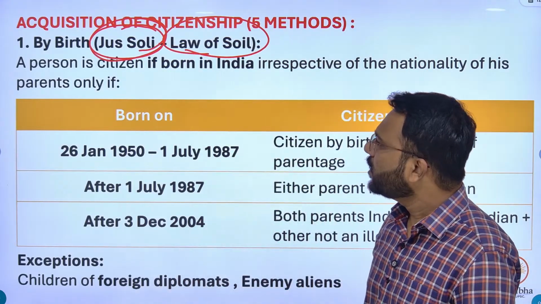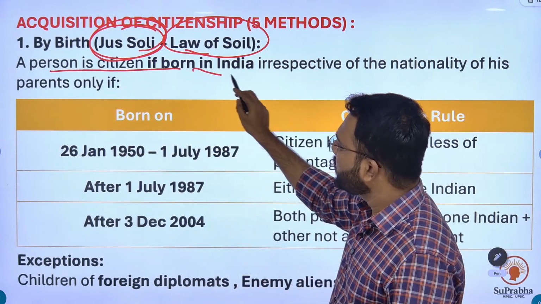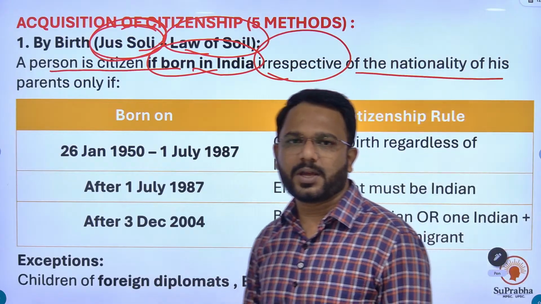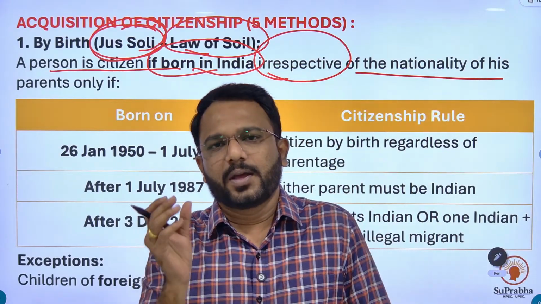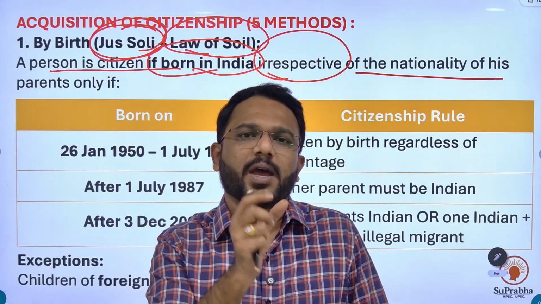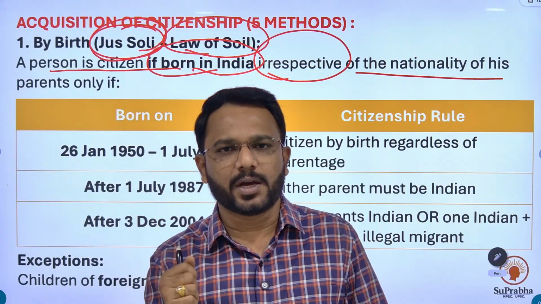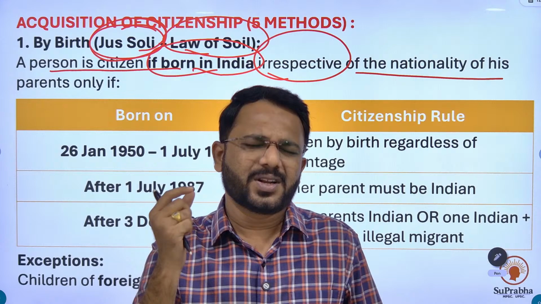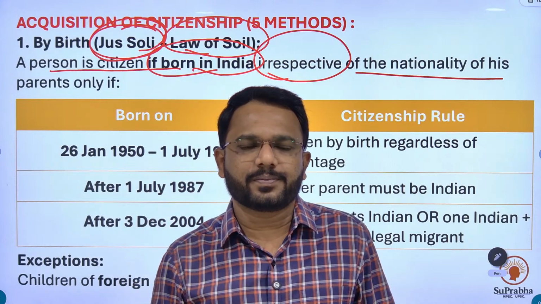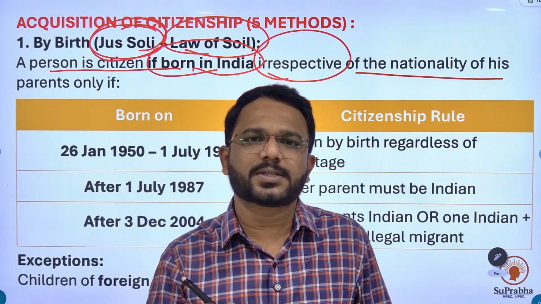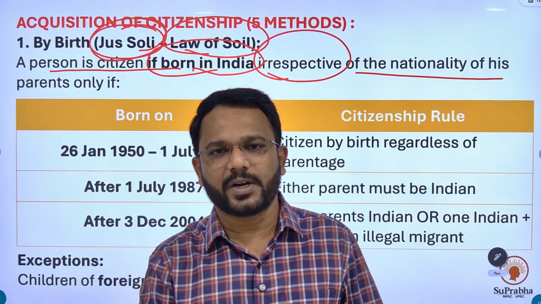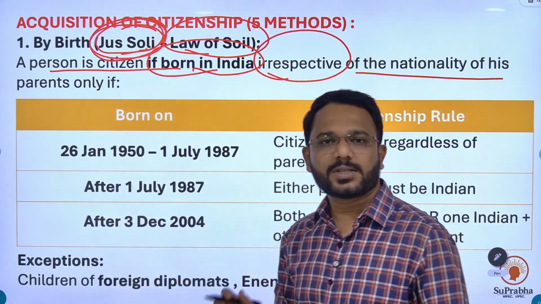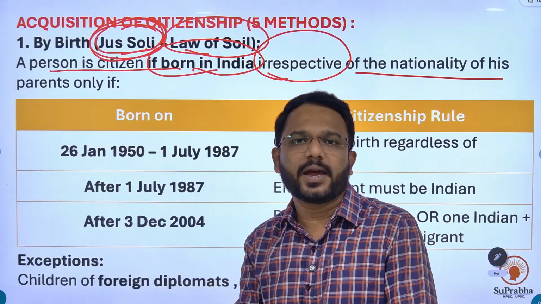So a person is a citizen of India if he is born in India, irrespective of the nationality of his parents. Let's take an example. There is a couple, and their child is born in India. This couple might be from Pakistan, Bhutan, America, the UK, Germany, France, or any other nation. If their child is born on the land of India, their child would get the citizenship of India. That's it. So this law says that any child who is born on the land is the citizen of that land.